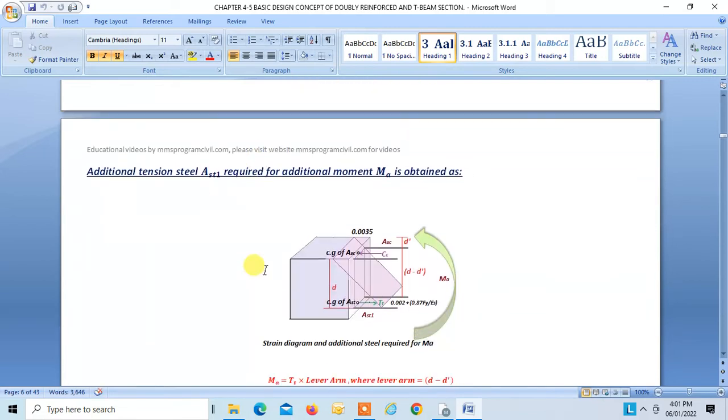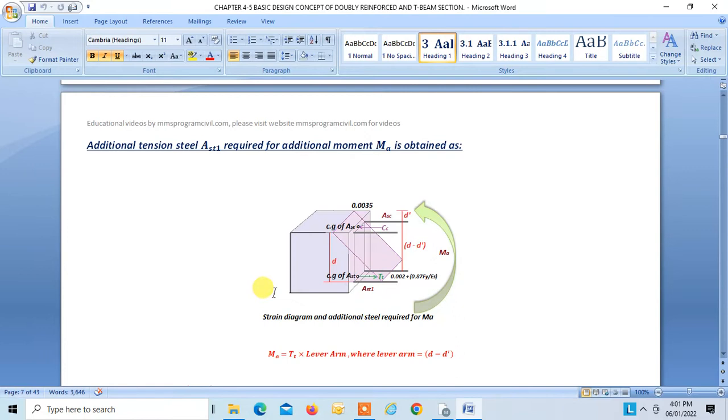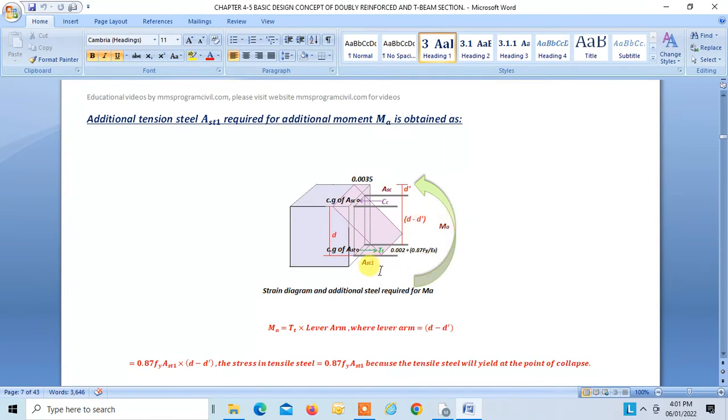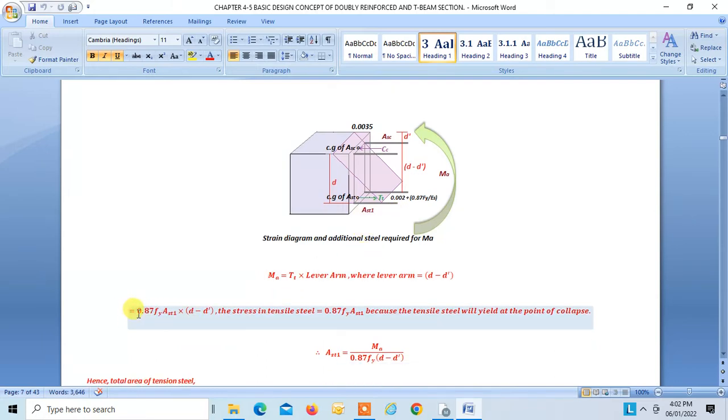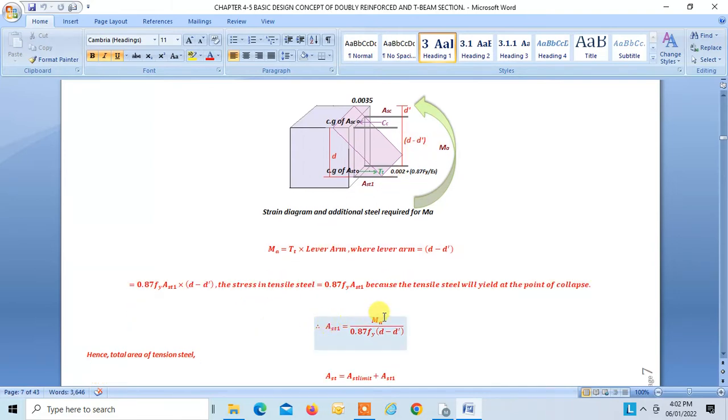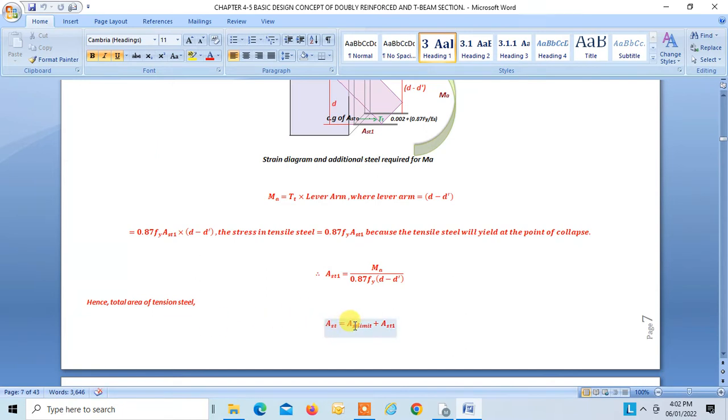Okay. Now how to find Ast1? Because total Ast is Ast limit plus Ast1. Okay, so this is your additional moment Ma. Now we know that Ma is equal to force Tt into this lever arm. Tt is nothing but stress in the steel, that is 0.87 fy, because we know that this is tensile steel and it is going to yield. That is why we have to take the design stress, 0.87 fy, into the area of steel, that is Ast1. So this is the force Tt into lever arm, right? So you can easily find Ast1: Ma divided by stress in steel into lever arm. So you can find Ast, that is Ast limit plus Ast1.